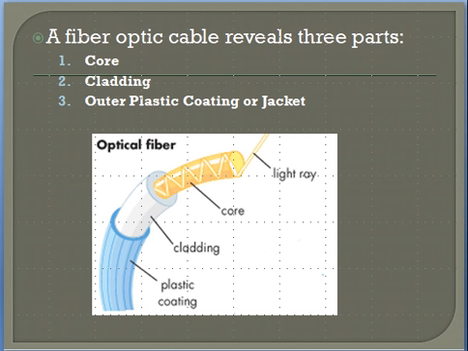The second important component is cladding. The core is surrounded by a glass called cladding. The glass of cladding has a lower refractive index than the core. This enables the total internal reflection of light waves in the core and eventually propagation of light waves within the core. And the third important element is the outer coating or jacket.